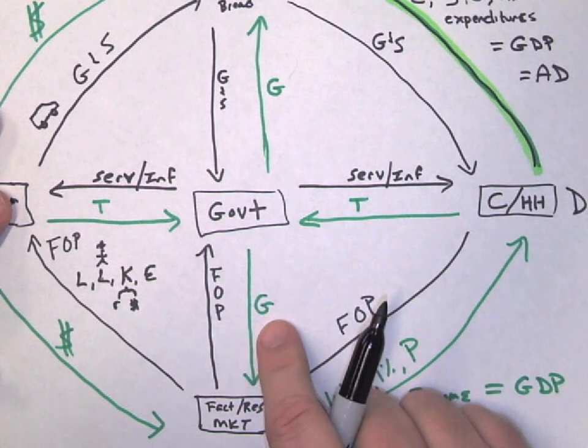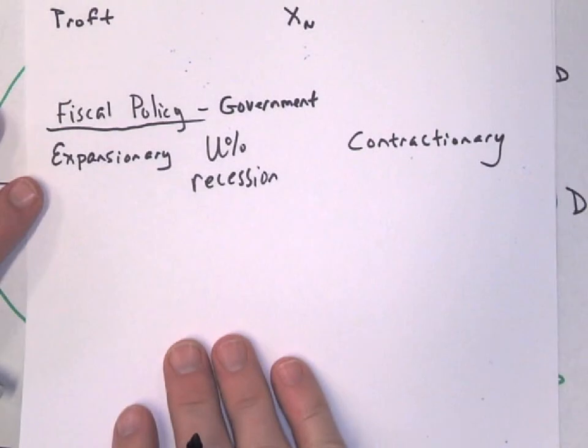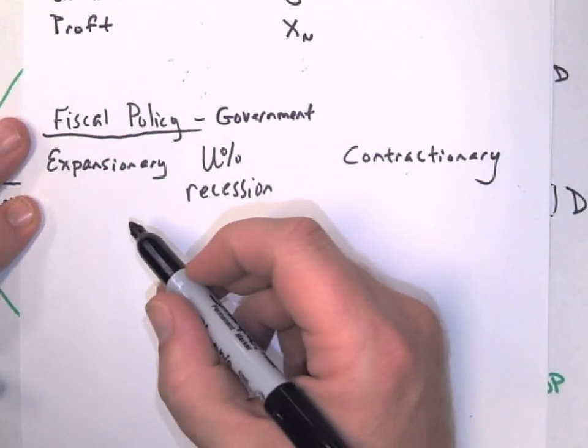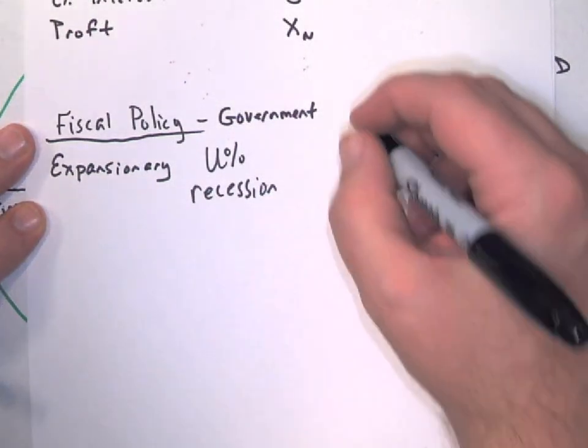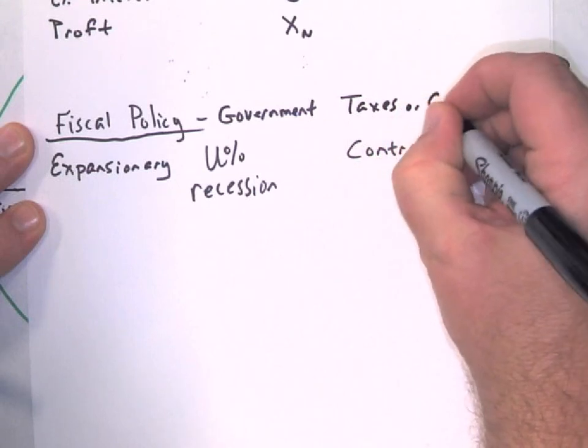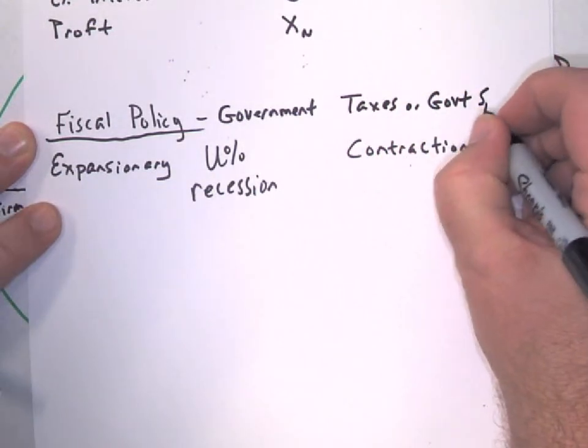So this is called government spending. So the two ways that our government can take action in the form of fiscal policy is to do an expansionary or contractionary policy. The government can only do taxes or government spending.